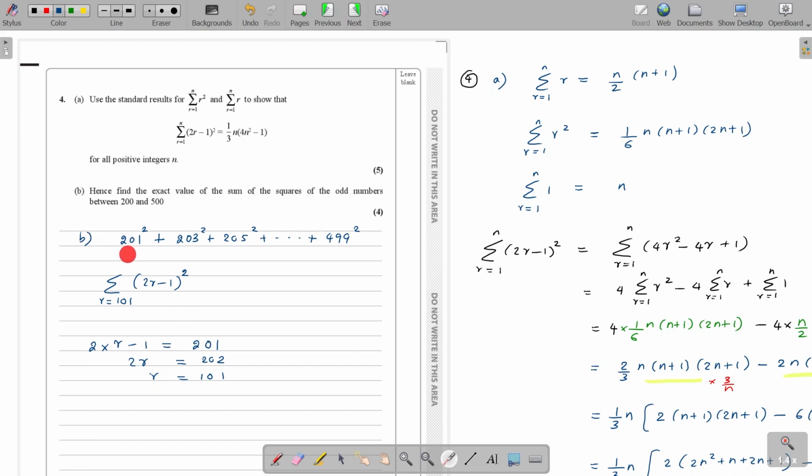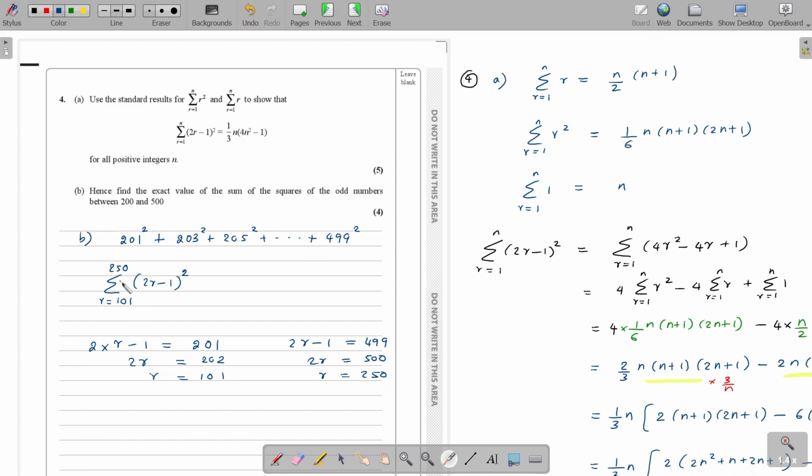My ending value should be what? I need to end this series from whom? 499. So I need this number to be 499. What's the R value I should use? 2R minus 1 equals 499. So 2R equals 500, which gives me R is 250. Can you see what you need to do here? So to create this number series by using this particular format, you have to use R values between 101 and 250.